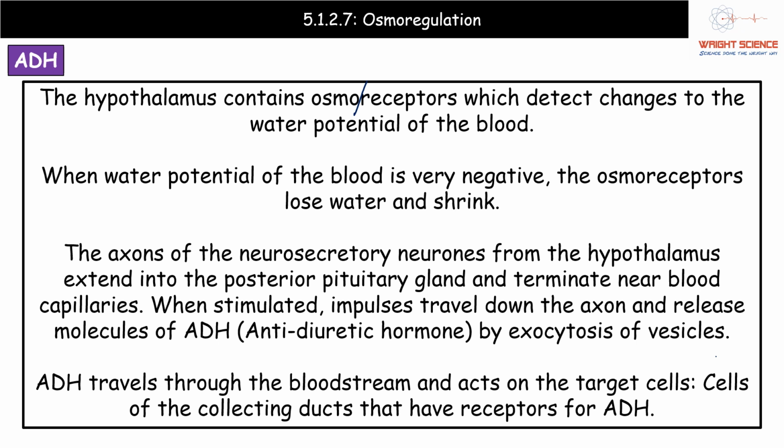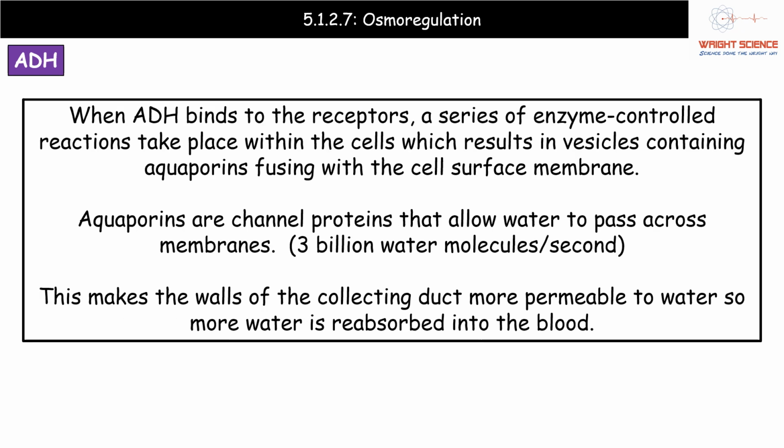That ADH is obviously going to enter the bloodstream, and then it will travel through the blood until it reaches its target cells, i.e. the cells that have the receptors for ADH, and they are located in the collecting duct. So when that ADH actually binds to the receptors on the collecting duct cells, we then trigger a series of these enzyme-controlled reactions inside the cells themselves. And the end result of all of this is that we've got more vesicles within those cells of our collecting duct that contain these things called aquaporins.